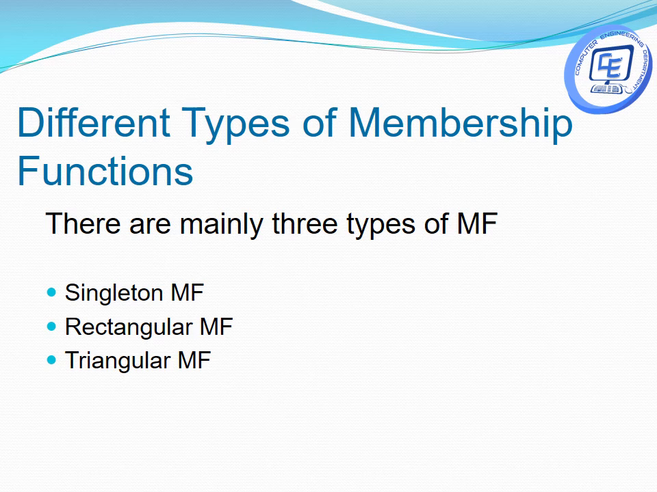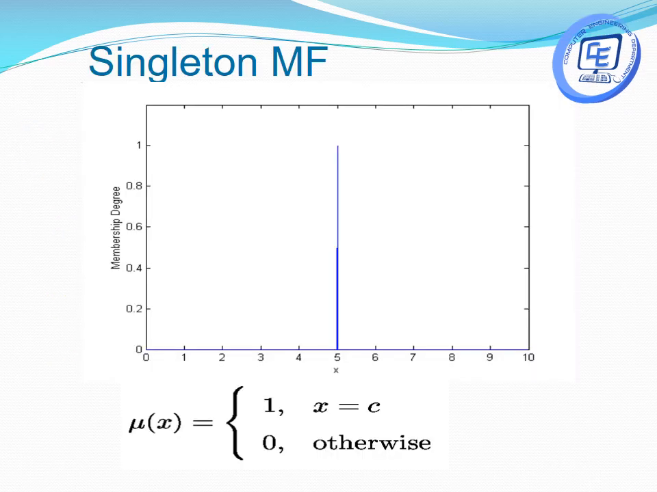Now, different types of membership functions. Basically there are two types of membership function: one is the discrete membership function and the second is the continuous membership function. We can divide these into three types: first, the singleton membership function; second, the rectangular membership function; and third, the triangular membership function. Talking about the singleton membership function, mu of x is equal to 1 if x is equal to c, and 0 otherwise. As I said in the last slides, mu is the symbol for the membership function and x is nothing but the element.